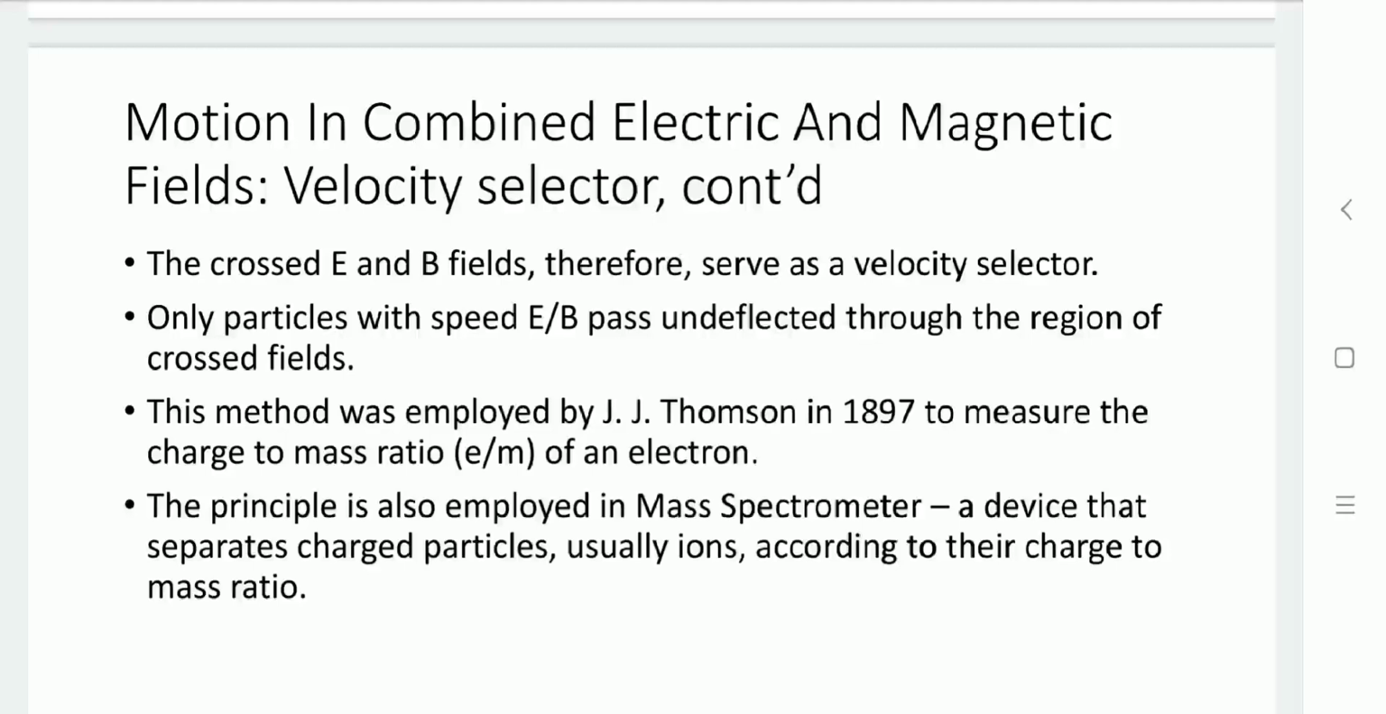This method was employed by J.J. Thomson in 1897 to measure the charge to mass ratio of an electron. This principle is also employed in the mass spectrometer, a device used to separate charged particles, usually ions, according to their charge to mass ratio.